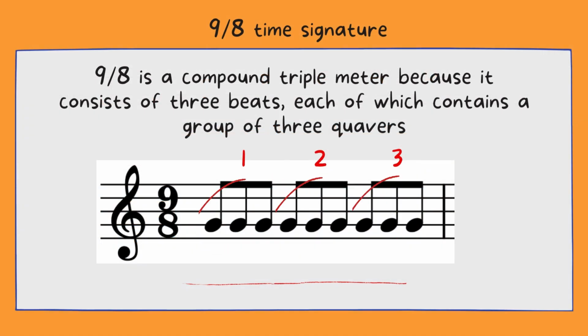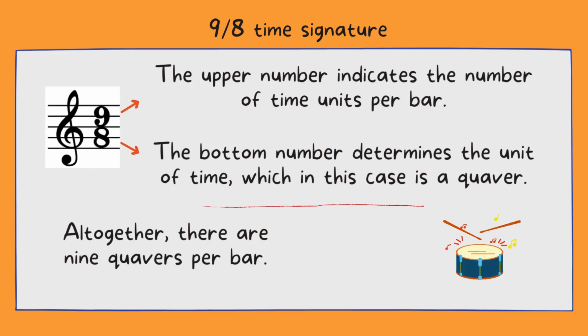Now let's talk about 9/8 time signature. It is a compound triple meter, because it consists of 3 beats, each containing a group of 3 quavers. In 9/8 time signature, the upper number, 9, indicates the number of time units per bar, while the bottom number, 8, determines the unit of time, which in this case is a quaver. Altogether, there are 9 quavers per bar.